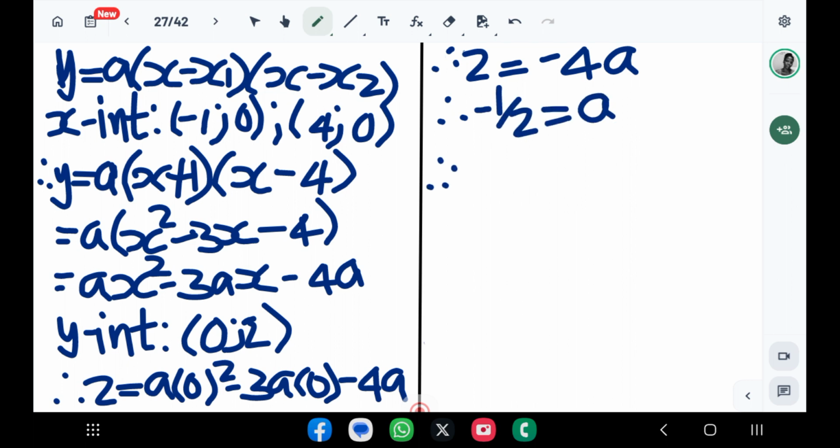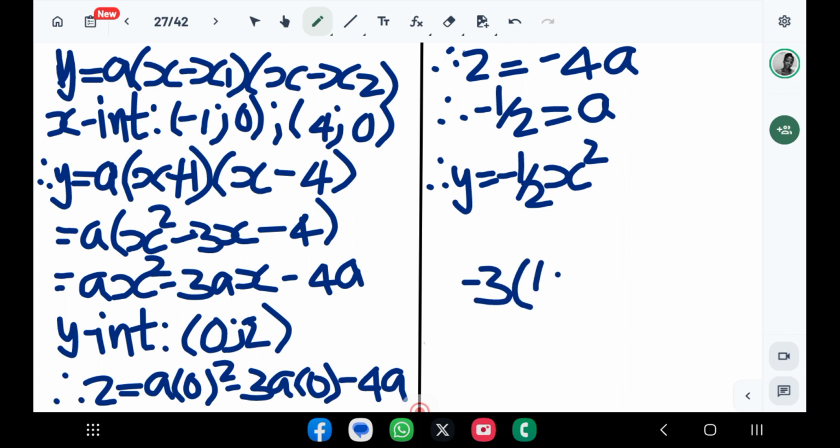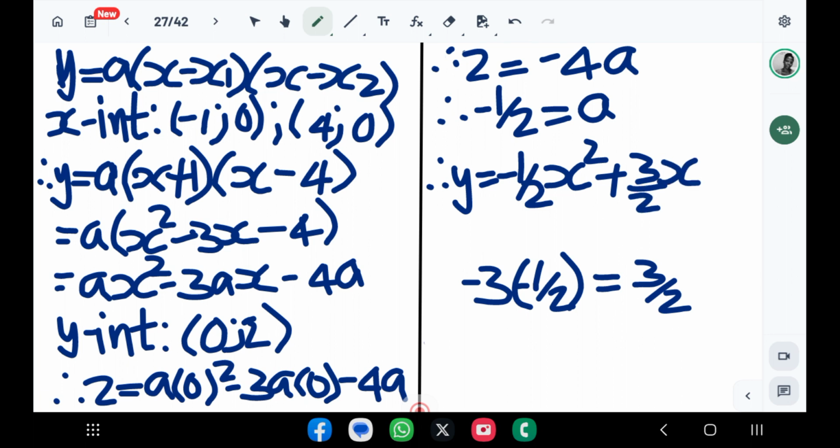Therefore, your y equals negative half x squared minus 3 times minus half, that equals positive 3 over 2, plus 3 over 2x. And the last one is minus 4 and minus half, that equals plus 2. And that is the equation that you end up with.